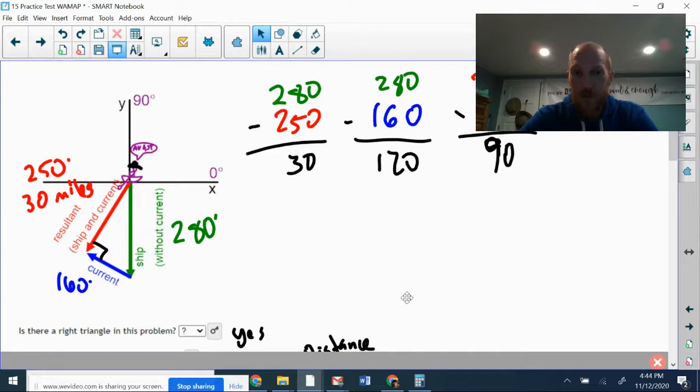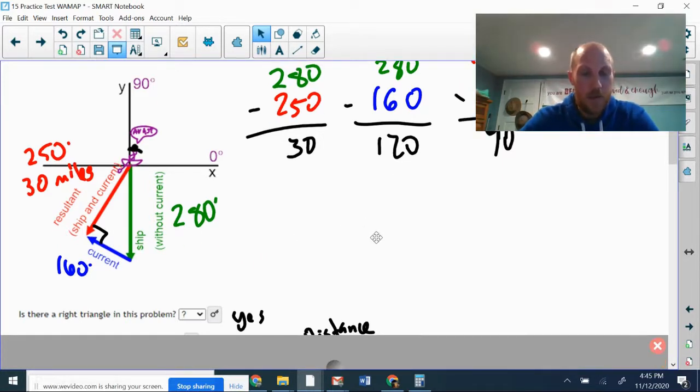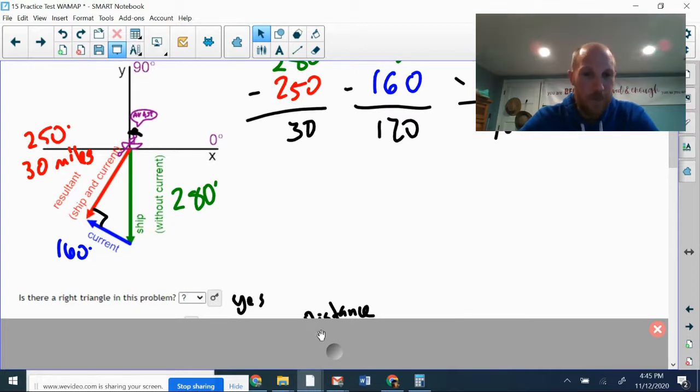The first question asked me if there's a right triangle present, and it kind of looks like maybe there would be, but I wanted to check all the possible corners of the triangle, so I subtracted the direction angles. Green and red is a 30-degree angle, so that's not a right triangle. Between the green and the blue is 120, between the red and the blue, 90 degrees. So there's my right angle. I marked that on my diagram. Yes, it's a right triangle.